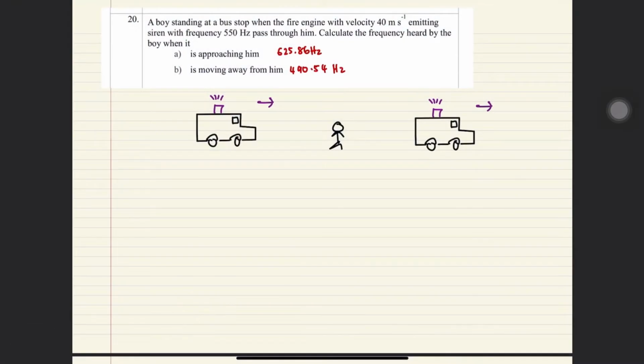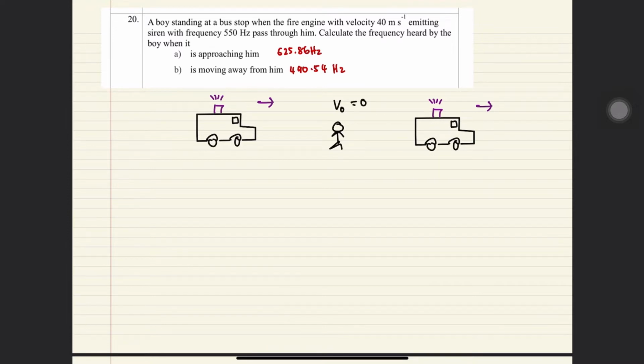Okay, so in this video I would like to discuss examples for Doppler effect. So I would like to discuss question 20 and 21 in tutorial question. Okay, so here, first example, we have a boy standing at the bus stop. So obviously, when he is standing, the person or the observer is not moving, stationary.